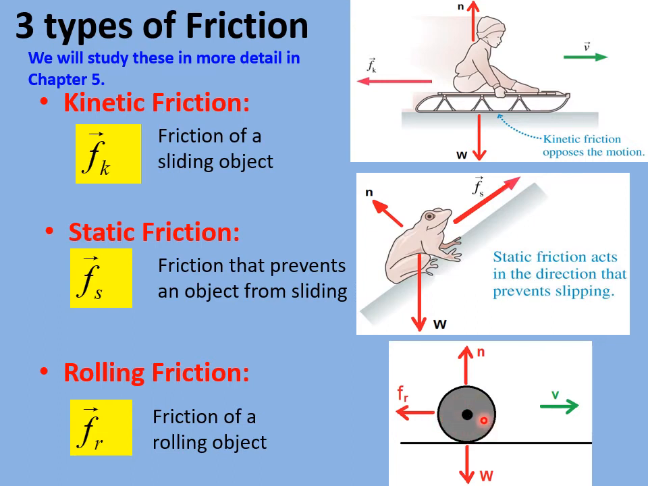This is why if you roll a ball across the floor, if the floor is perfectly level, the ball will eventually stop, and this is due to rolling friction. The ball, of course, also has weight going down, and the normal force of the floor pointing up. So this is the complete free body diagram for the rolling ball.